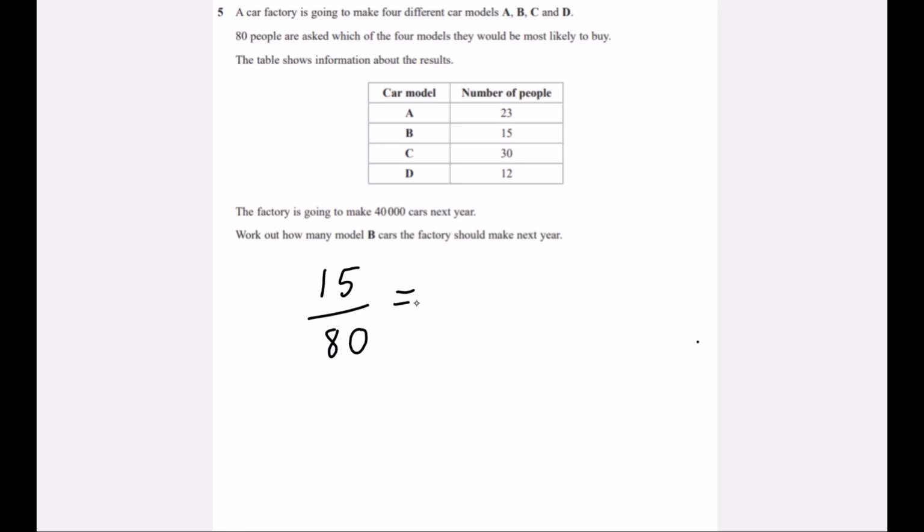So it's like an equivalent fractions question. 15 out of 80 is going to be the same as something out of 40,000. If 15 out of 80 like Model B, how many would that be out of 40,000? So how can I make these the same? If I half the top and the bottom, I'll get 40 on the bottom, and then times by 1,000. So 7.5 times 1,000 will be 7,500.